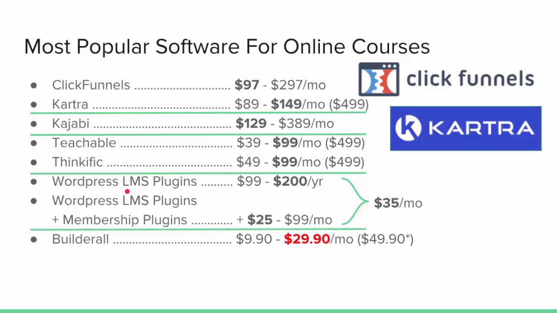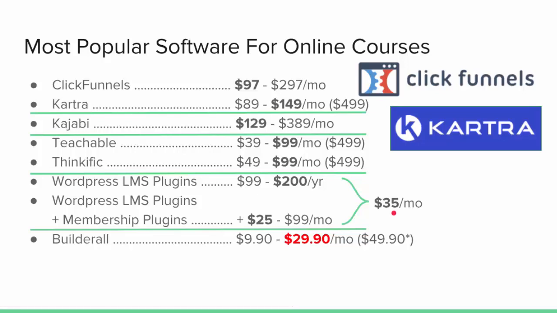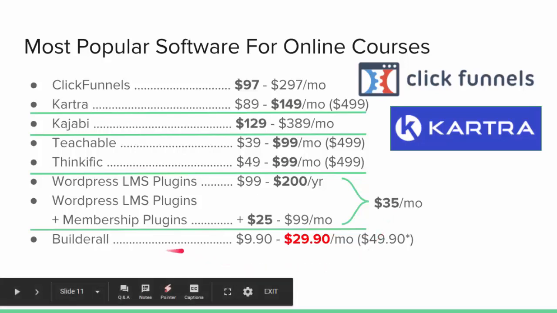The WordPress things have nothing to do with the funnels and are really only about design and delivery, and at that, they're still not terrific. But if you added a theme to it, that would probably add to this $35 about another $25 a month. So you'd probably be around $60 a month, whereas with Builderall, you get all these things for $29.90 a month.